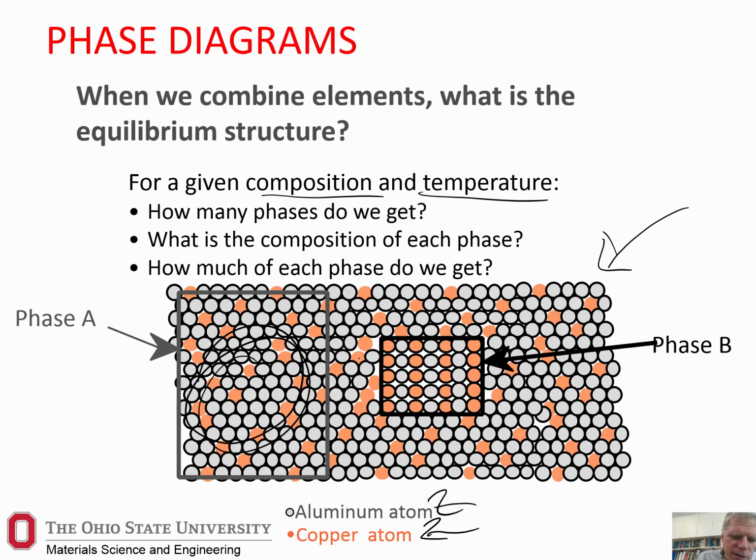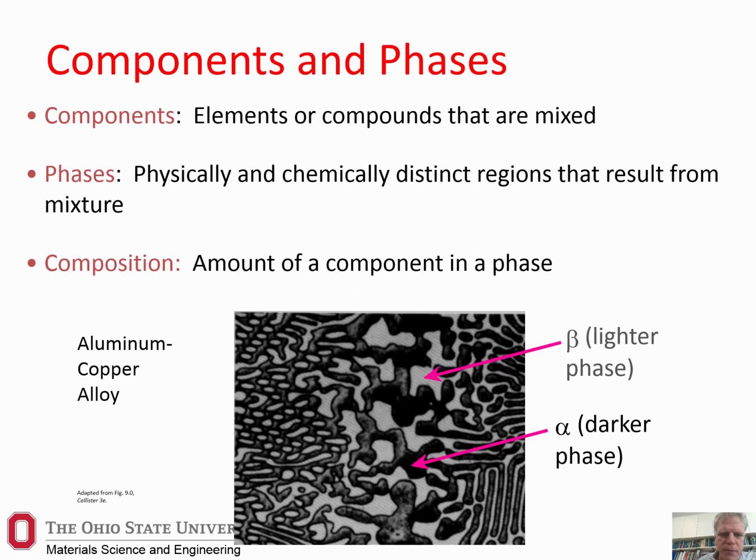But then there's this other region here that's fairly ordered. Let me change my color just so I can, this area here is ordered. You see these lines of atoms. That's a separate phase. How do we know it's a separate phase? Because it's physically distinct. Something different is going on with the way the atoms are lined up there.